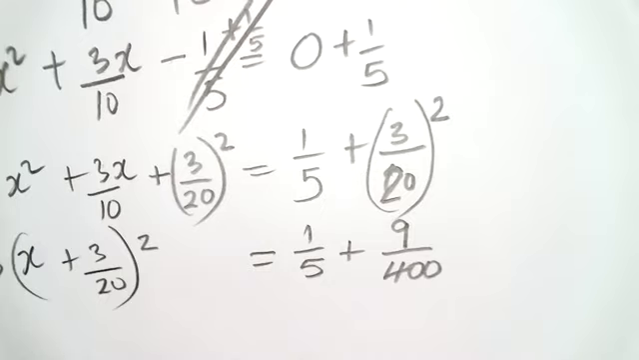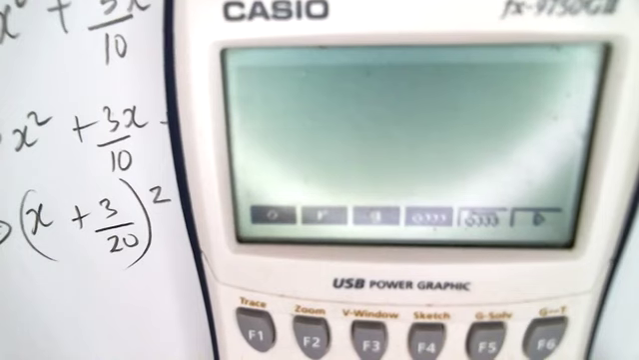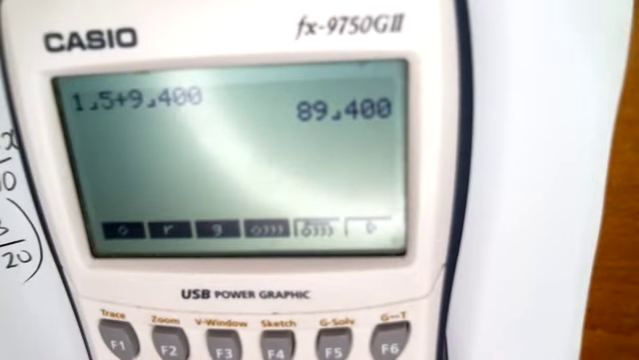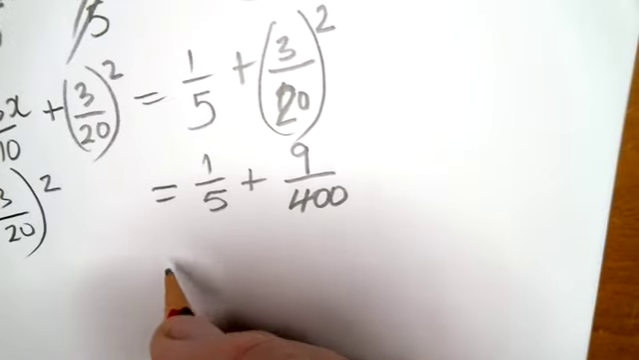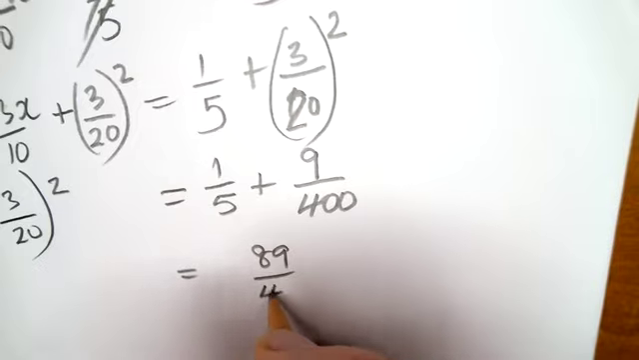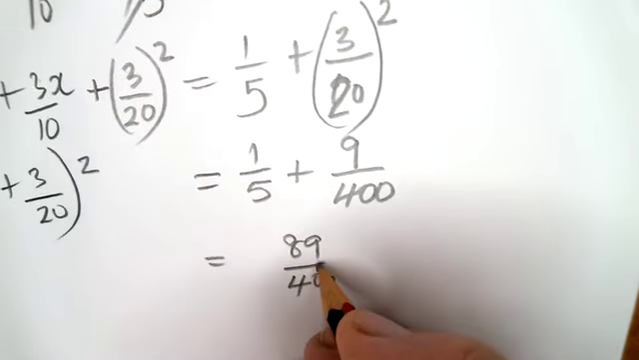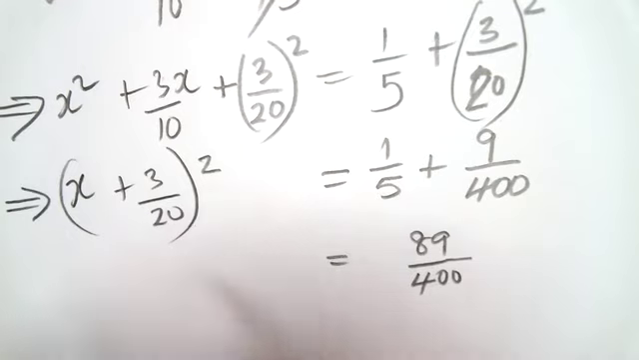1/5 plus 9 400ths. So let's just do that. Here we go. It's not very good focus, is it? 89 400ths. Right, okay, equals 89 400ths. I've left a bit of space there because we're about to take the square root of both sides. So let's take the square root of both sides.